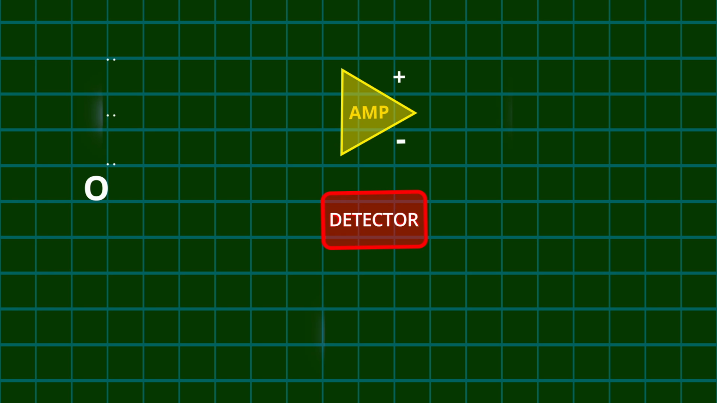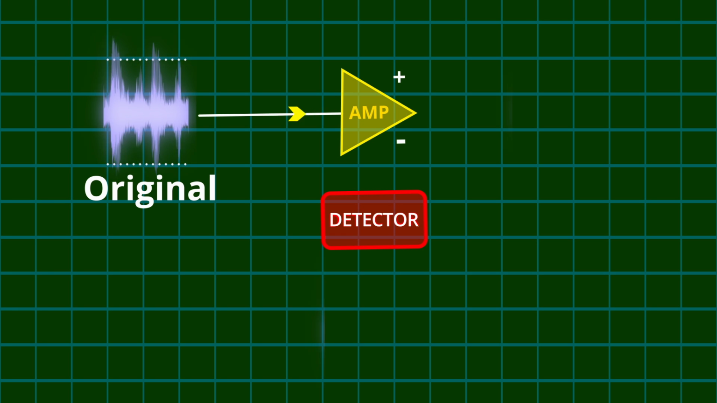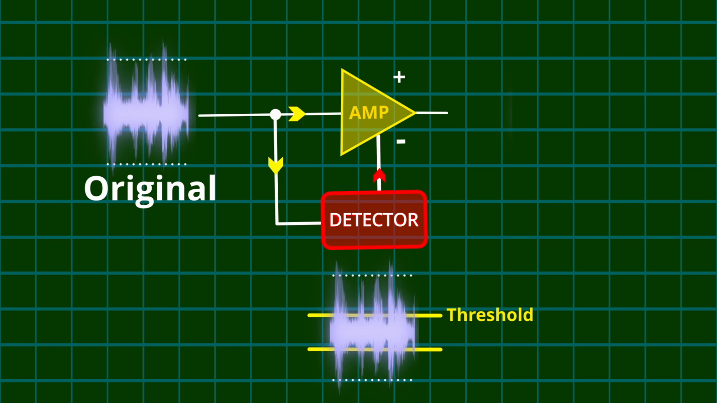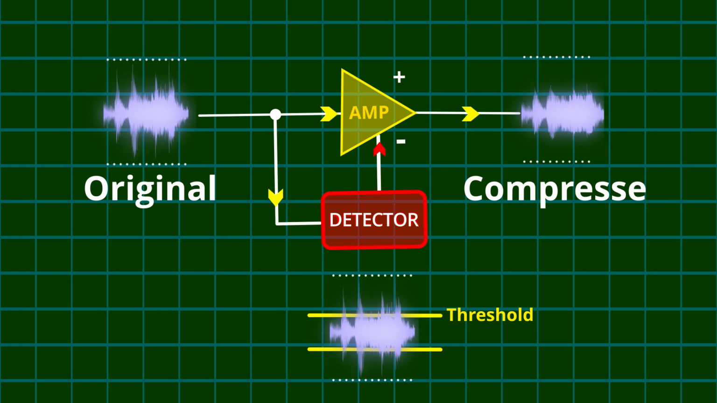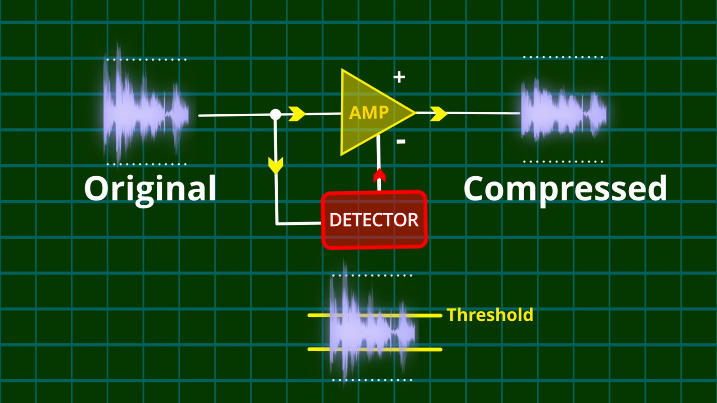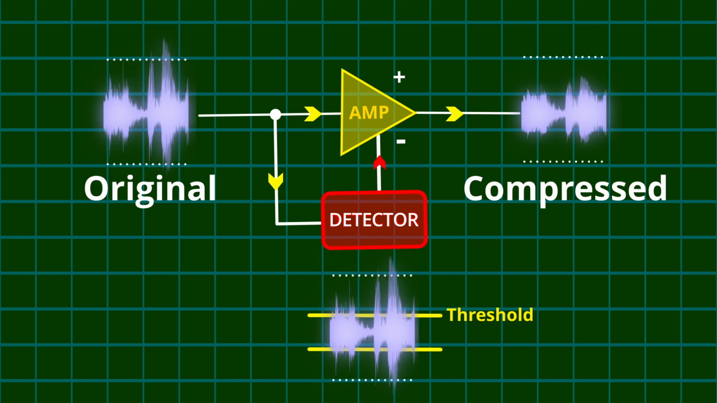The basic circuit of a compressor involves an amplifier and a peak detector. Here's how the basic compressor circuit works. The audio signal is fed into the compressor circuit. The peak detector continuously monitors the signal to detect its peak level. When the signal exceeds a certain threshold set by the user, the compressor kicks in. The amplifier then reduces the gain of the signal, effectively compressing its dynamic range.